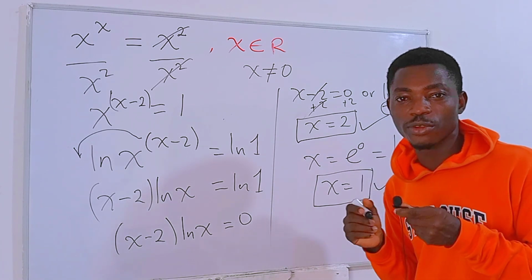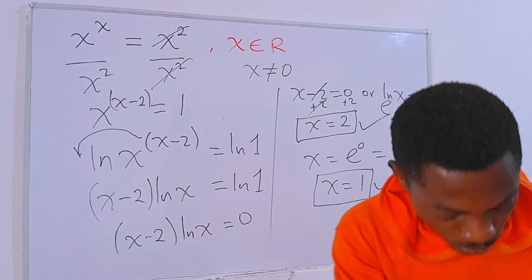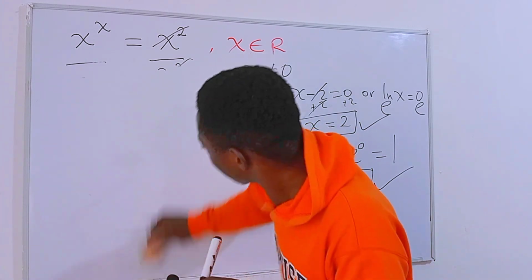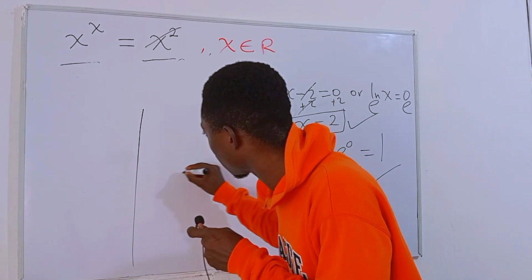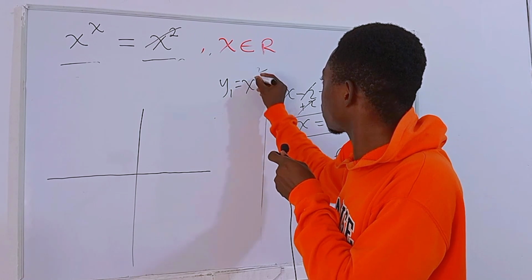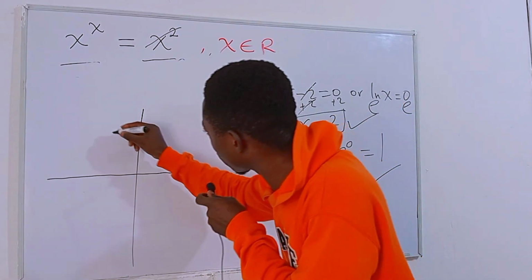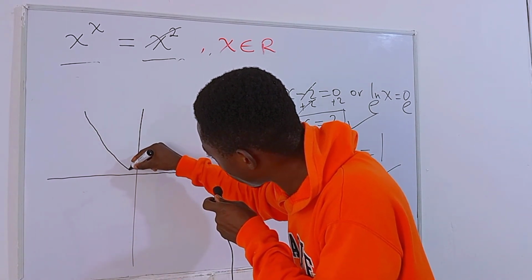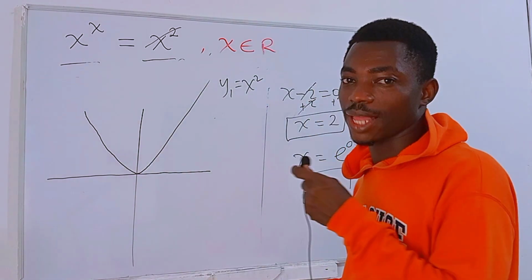Now let me show you the graphical representation of the function of this equation. For the graph of this function, first of all, we'll draw our Cartesian plane just like this. Then we will let y1 equal to x to the second power, that is the right hand side. And the graph of this function is going to be just like this. It will decrease all the way to the origin right here and then begin to go up just like that.